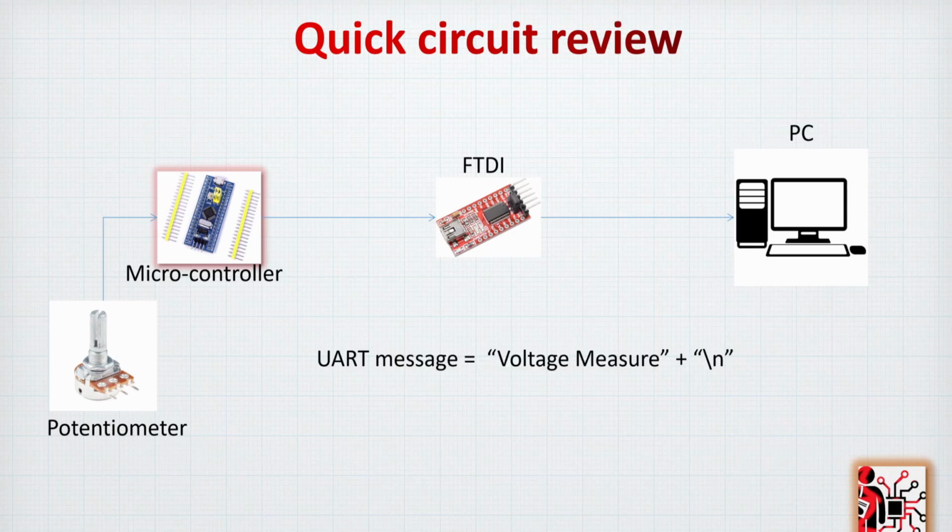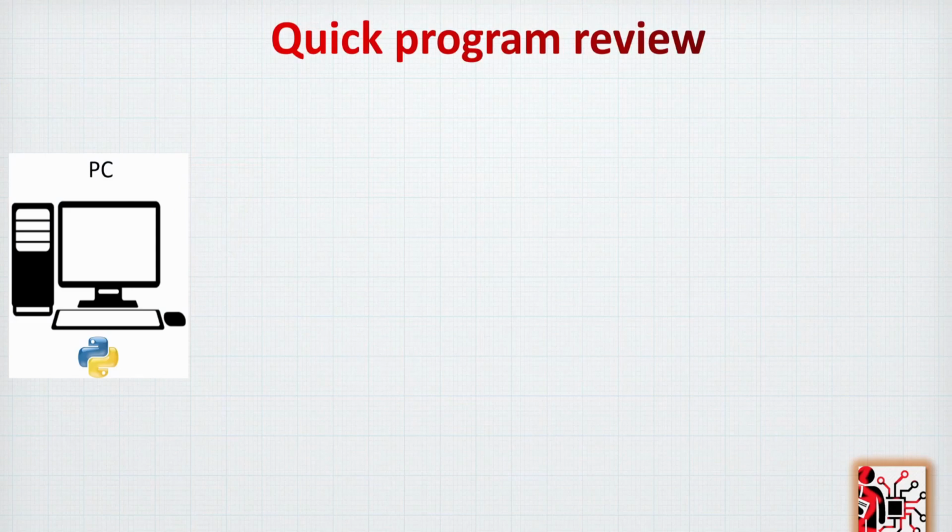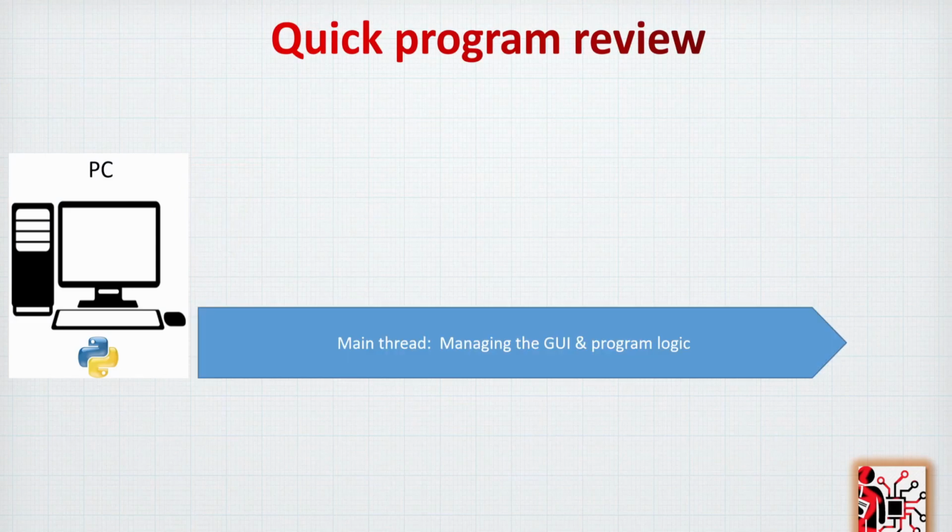So the UART message sent from the STM32 will be very simple and basic. It will be the measured voltage value plus the newline character. Okay, from a program perspective, we will have a main thread, and the program will be made of threads.